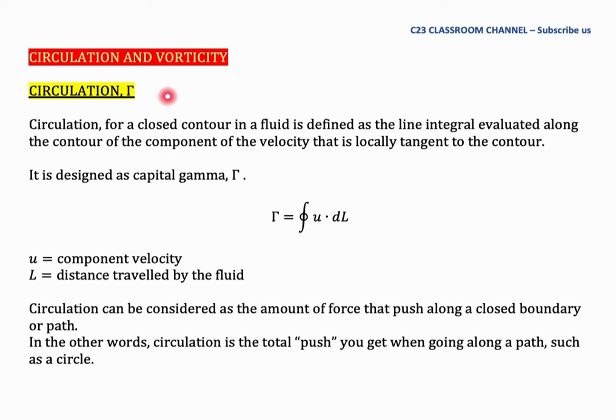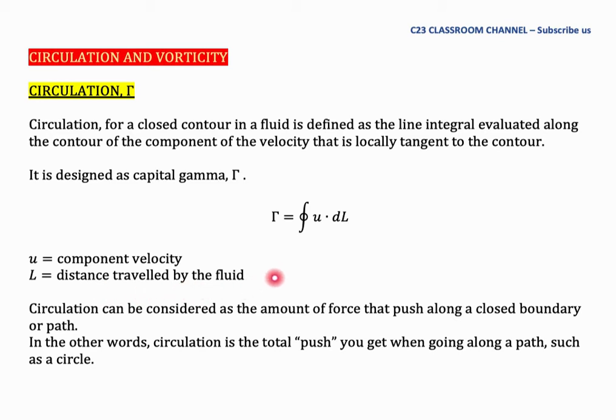Circulation for a closed contour in a fluid is defined as the line integral evaluated along the contour of the components of the velocity that is locally tangent to the contour. It is designated as capital gamma, and the equation can be written like this: gamma equals the integral of u times dl, where u here is the velocity component and L here is the distance traveled by the fluid.